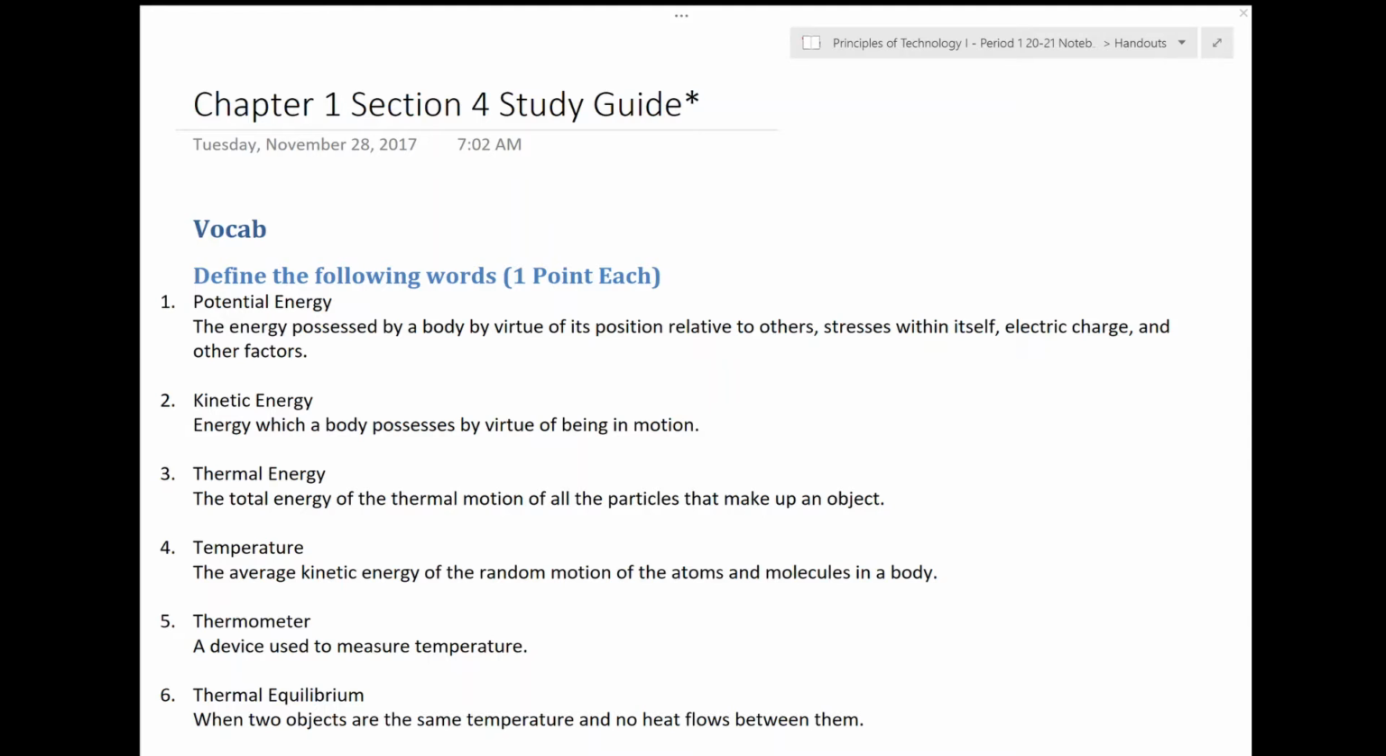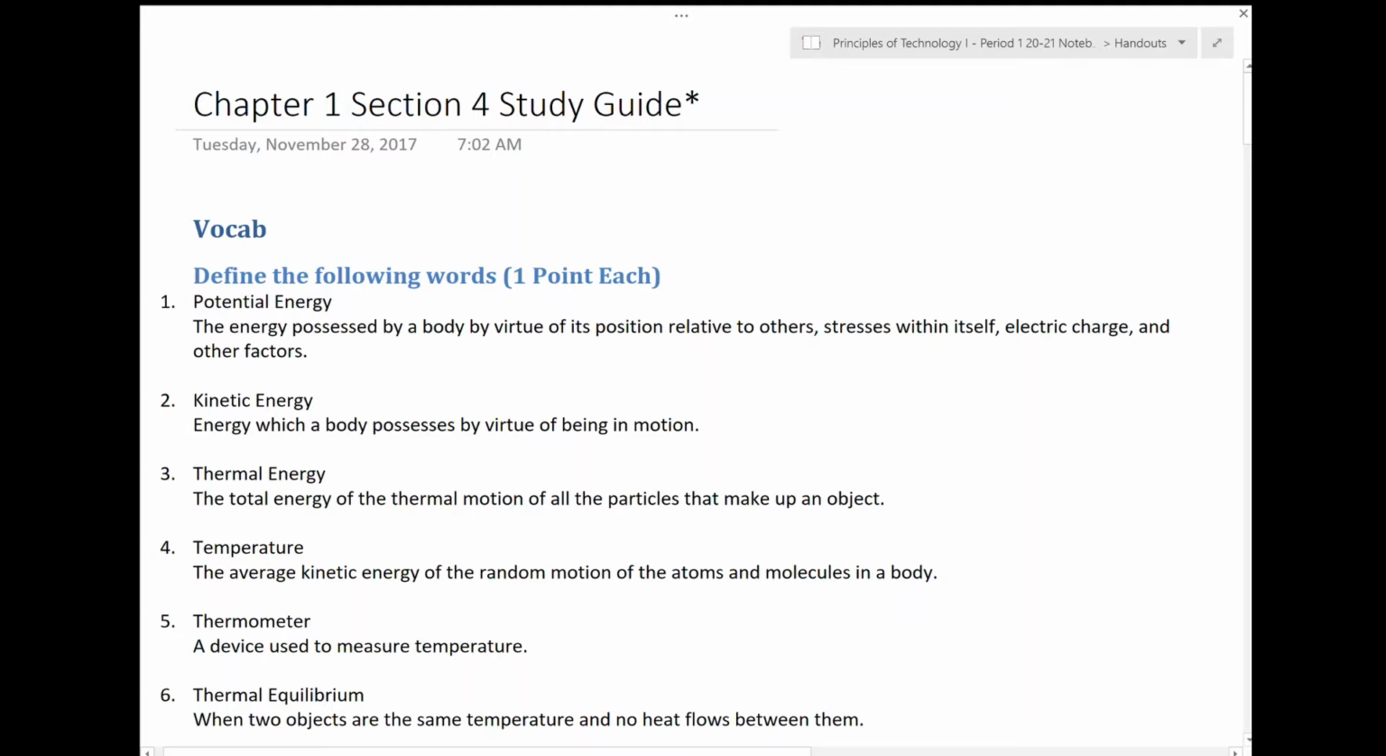Potential energy is the energy possessed by a body by virtue of its position relative to others, stresses within itself, electric charge, and other factors. Basically, it's how much energy is stored in an object. Kinetic energy is the energy an object has due to being in motion.